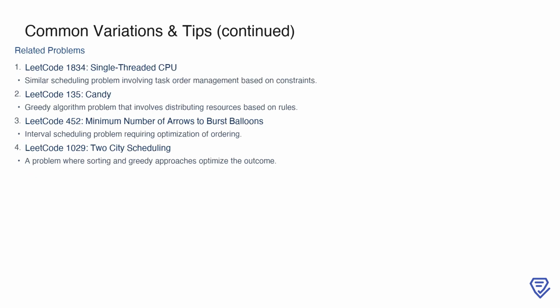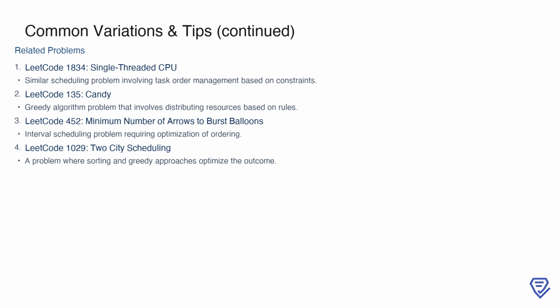This problem shares similarities with others you might encounter, making it useful to explore related challenges. For example, LeetCode 1834, the single-threaded CPU problem, involves scheduling tasks while adhering to constraints, which is conceptually similar to managing planting and bloom times.